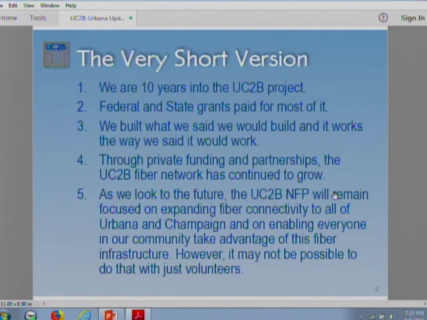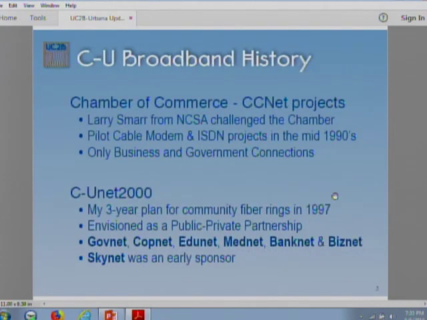Through private funding and partnerships, the UCDB fiber network has continued to grow. And as we look to the future, the UCDB not-for-profit will remain focused on expanding the fiber connectivity to all of Urbana and Champaign, and on enabling everyone in our community to take advantage of this fiber infrastructure. However, it may not be possible to do that with just volunteers. We're close to the edge of what an all-volunteer organization can get accomplished, but we can talk about that some other time. Some real quick history.